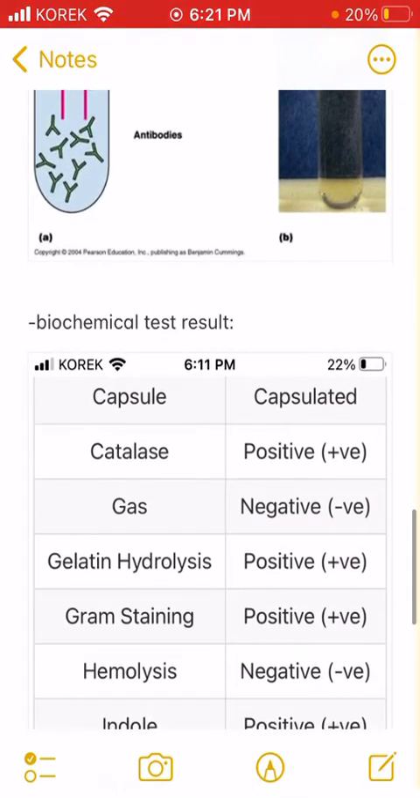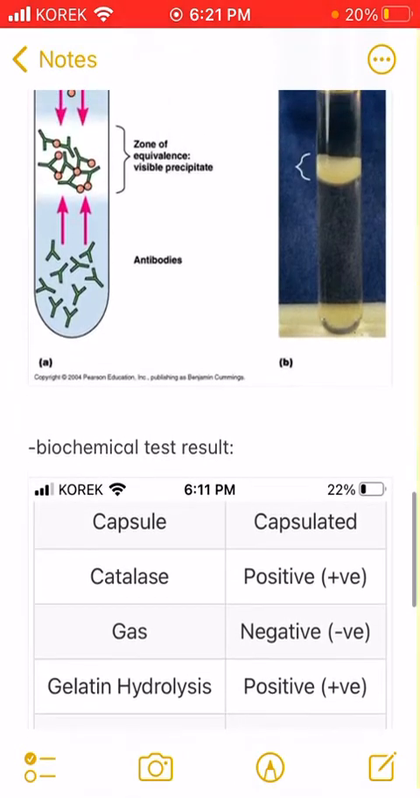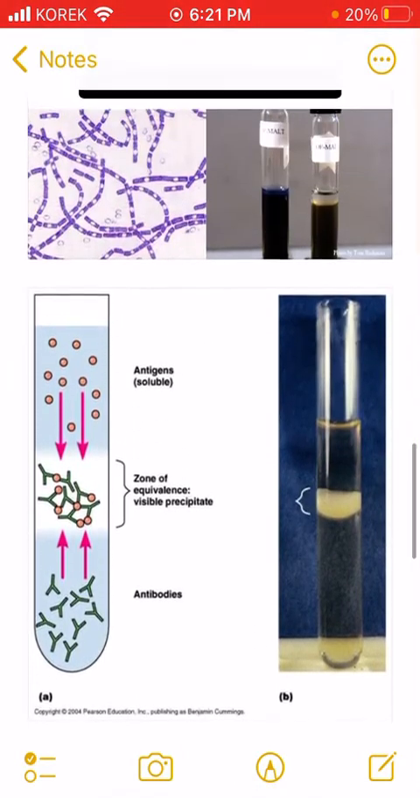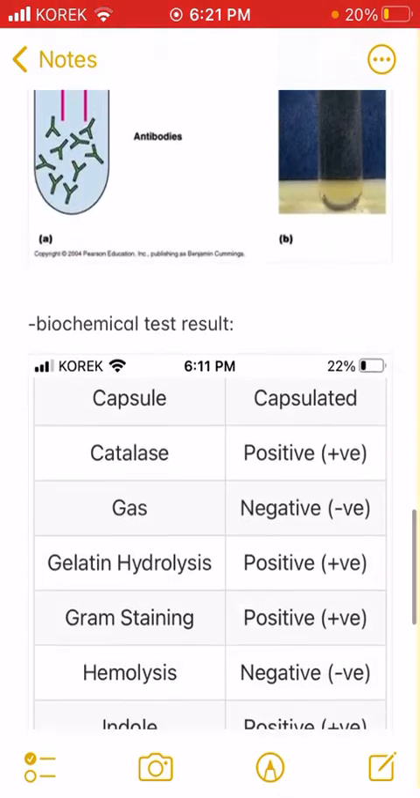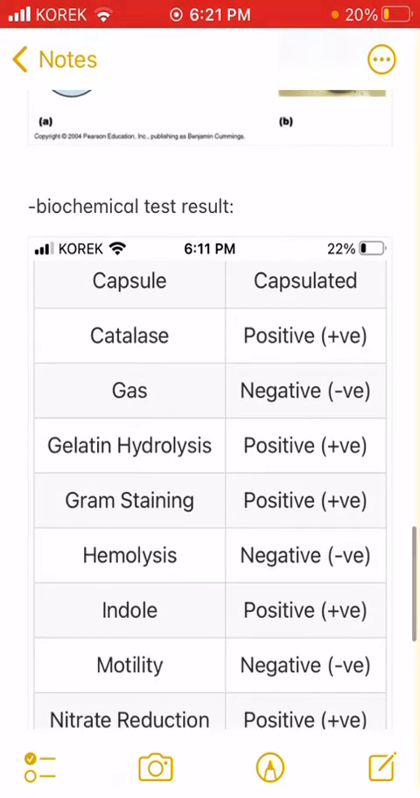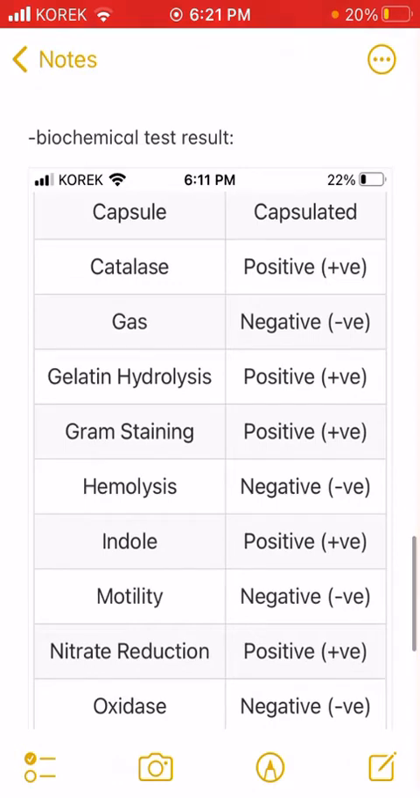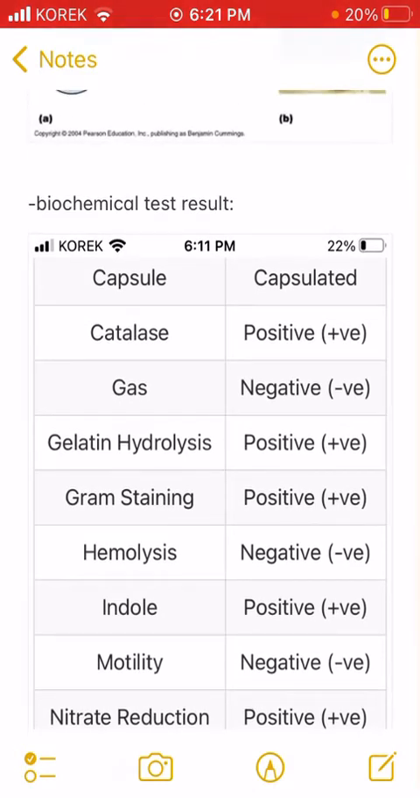We have biochemical test results of anthrax. For every bacteria, we know we should do biochemical tests. For example, we have catalase test, gelatin hydrolysis test, gram staining. The first test done is gram staining. So, let's go. As I said, the bacteria is capsulated. Catalase test is positive. Gas is negative. We don't have any gas production. As I said in the past video, TSI test is done, no gas production.